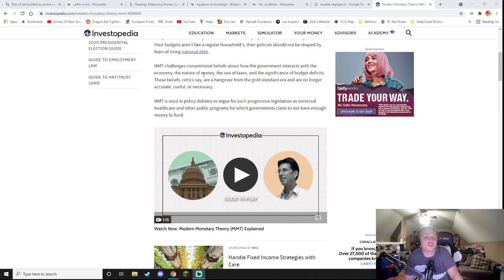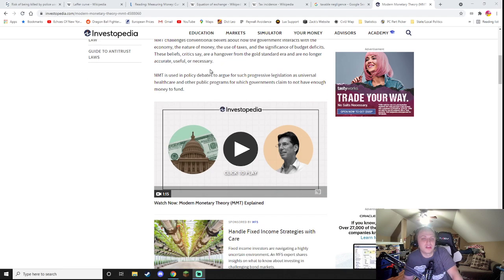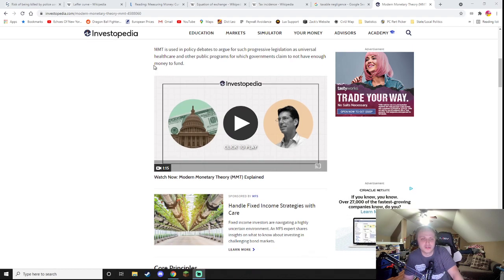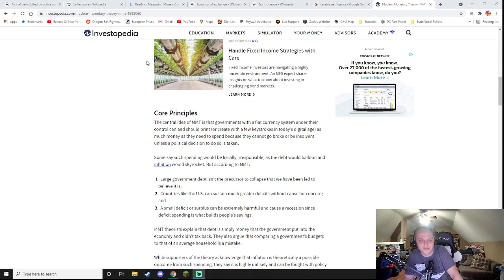MMT challenges the conventional beliefs of how the government interacts with the economy, the nature of money, the use of taxes, and the significance of budget deficits. These beliefs, critics say, are a hangover from the gold standard era, and are no longer accurate, useful, or necessary. MMT is used in policy debates to argue against progressive legislation, like universal health care or other public programs, which governments claim to not have enough money to fund.